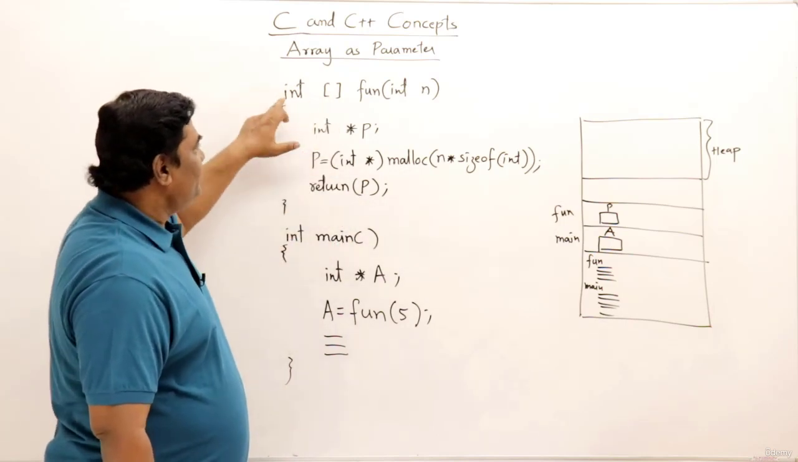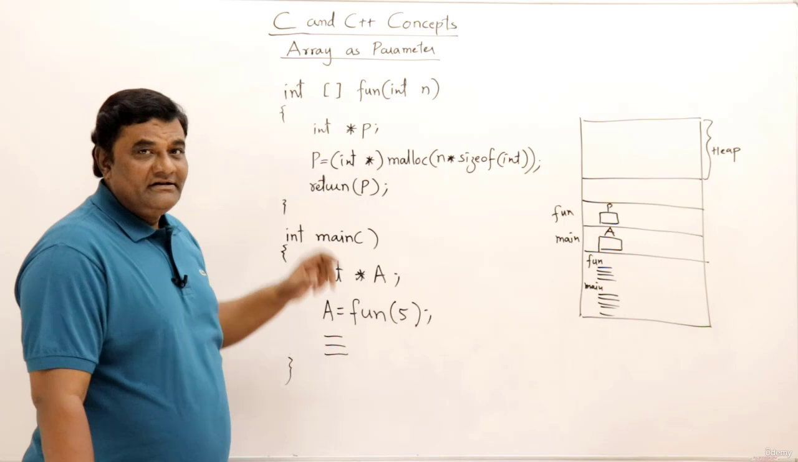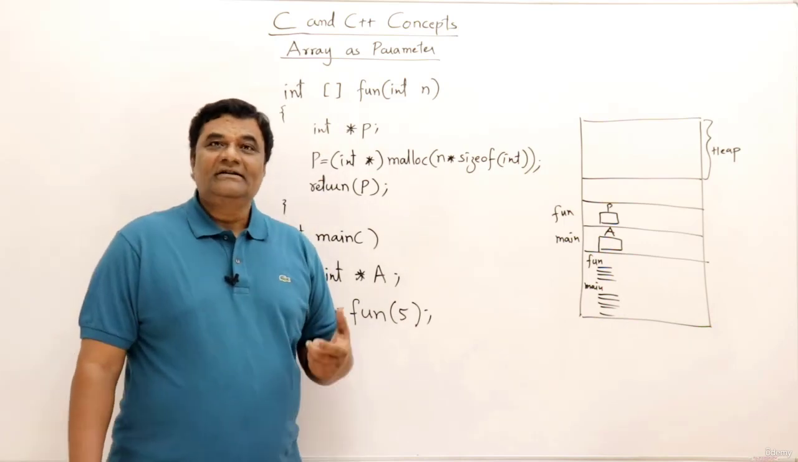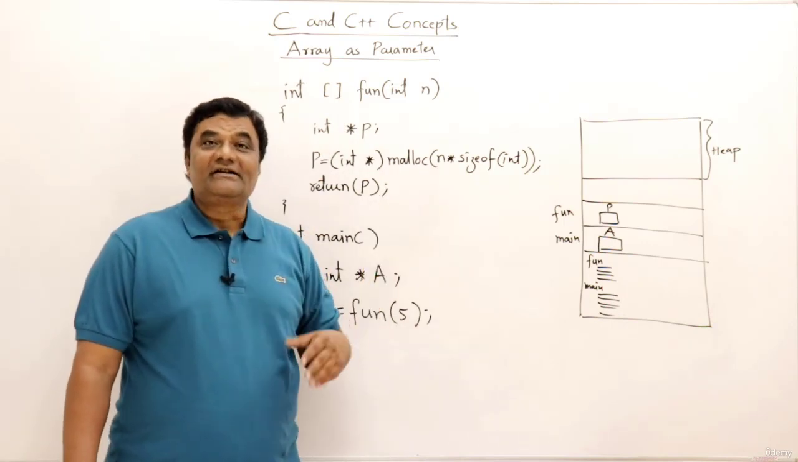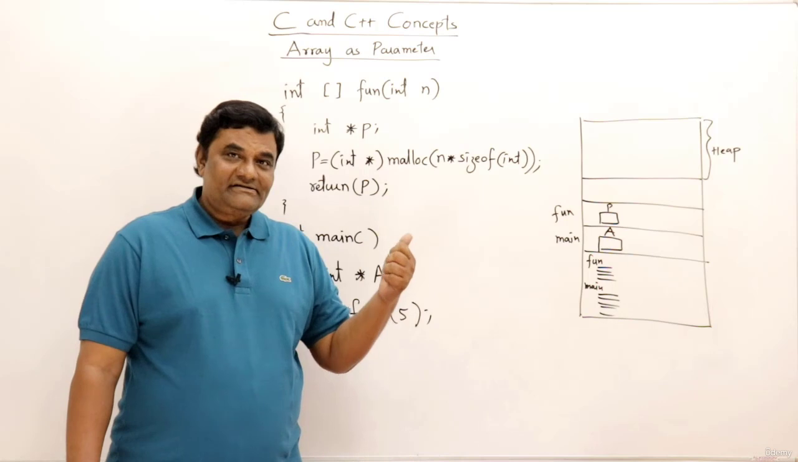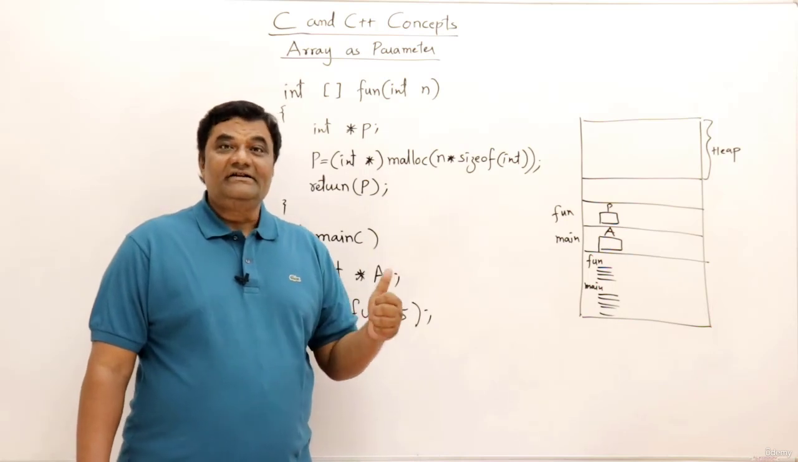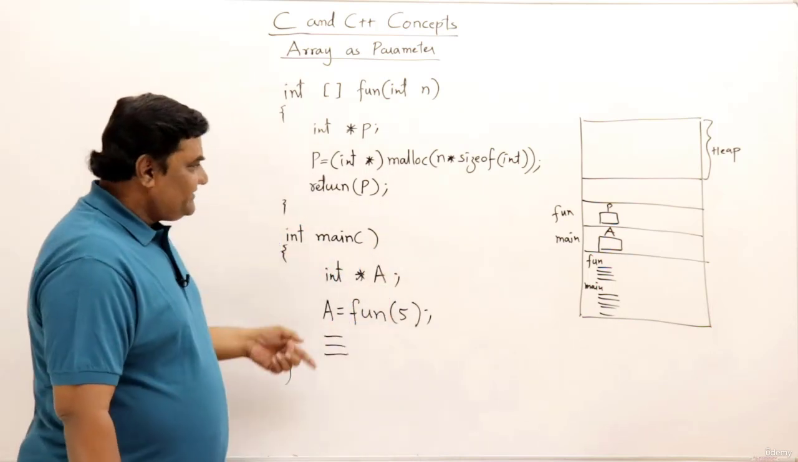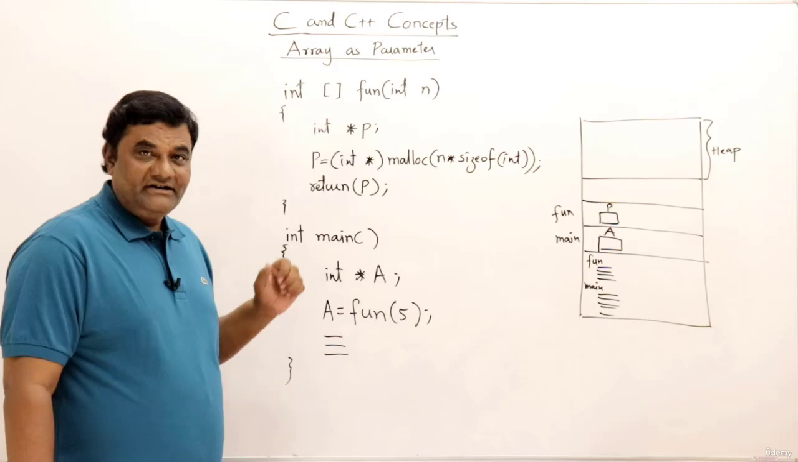So what is the return type? Int square brackets. So square bracket resembles an array. So it means it is returning an array. Yes, the function is returning an array. And if we see the working, let us look at the working now.